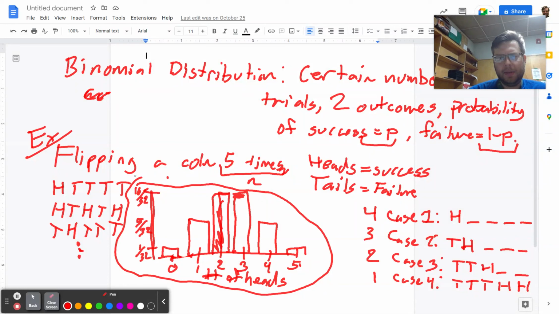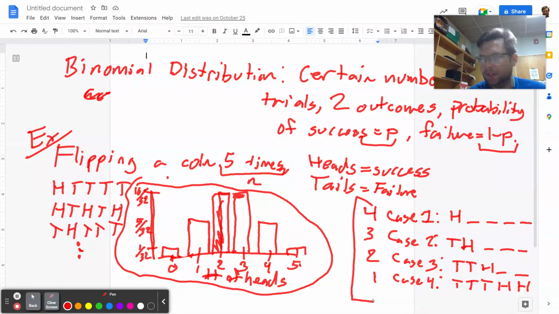Now, I want to step back for a second and just do a couple examples where you actually calculate some things, because this was kind of hard work to come up with all of those different cases there and add them up. So it turns out that there is something called a binomial coefficient. The binomial coefficient sometimes is also called a combination coefficient.